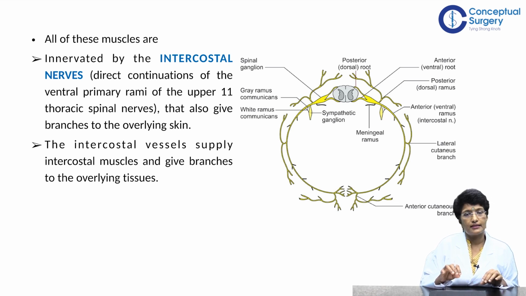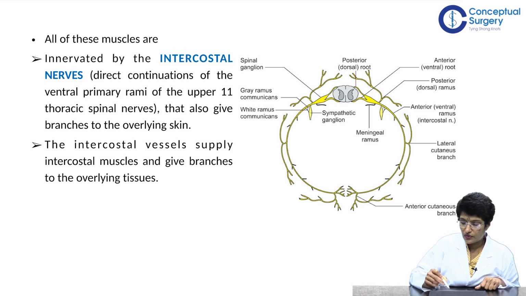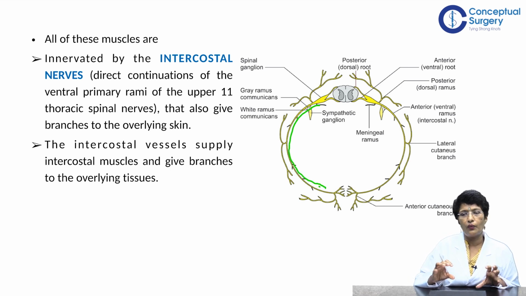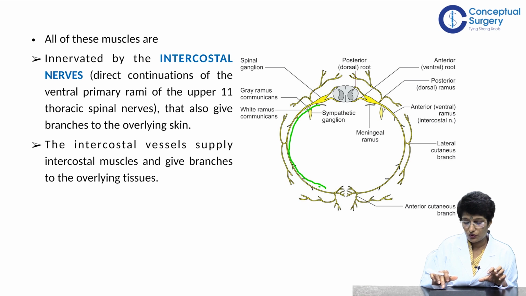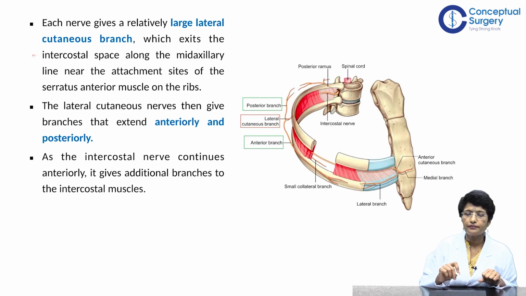So all of these muscles are innervated by the intercostal nerve. So as you can see, that is how these are supplied. These are the intercostal nerves. And the intercostal vessels are the ones which supply not just the intercostal muscles, but they also supply the breast. So that is what you need to know.